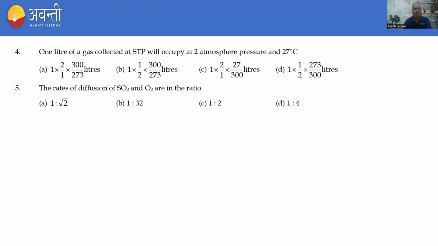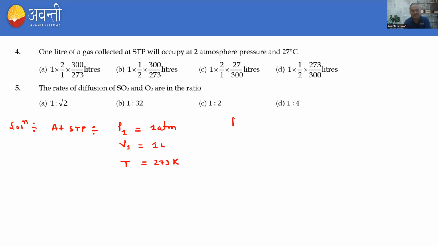कितना volume occupy वो करेगा? तो चलो देखते हैं फटाफट. So let us first write the given data. So we know at STP, standard temperature and pressure, P1 is already given. It is 1 atm. Similarly, V1 is 1 liter. And what is the temperature, beta? The temperature is 273 Kelvin.